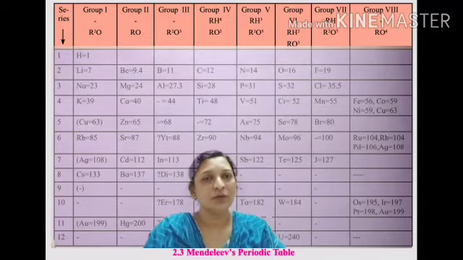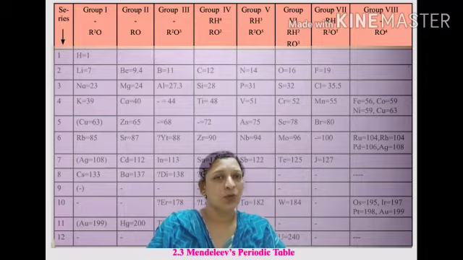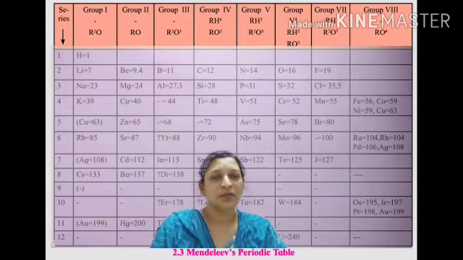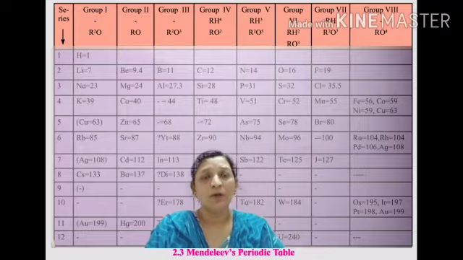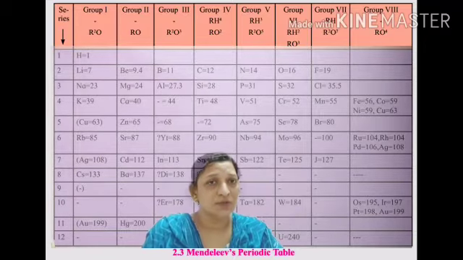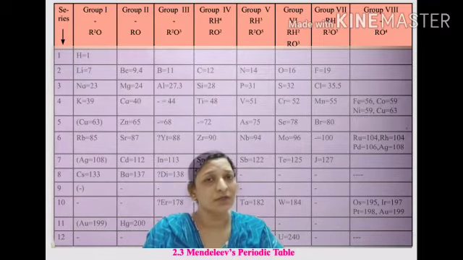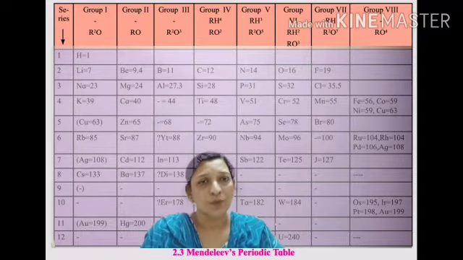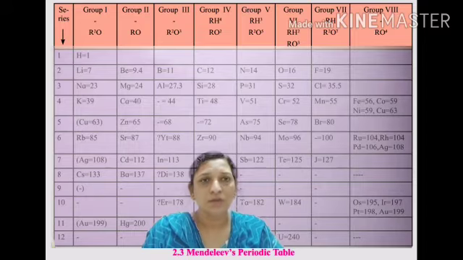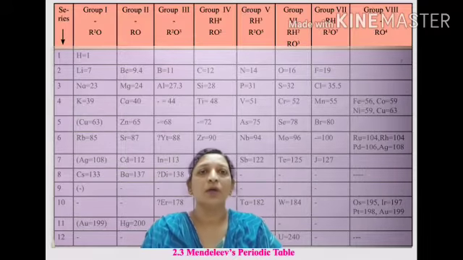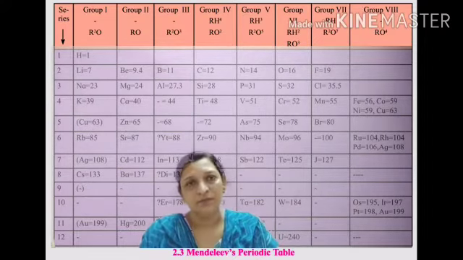Today we are going to learn in the Science and Technology Part 1, second chapter, periodic classification of elements. We have learned about different classification schemes of elements. In that we have learned about Dobereiner's triad and Newlands' octave rule. Today we are going to discuss Mendeleev's periodic table.